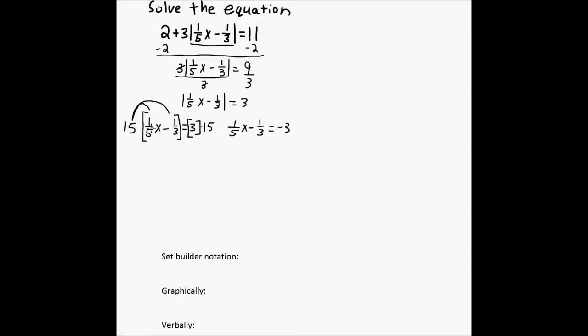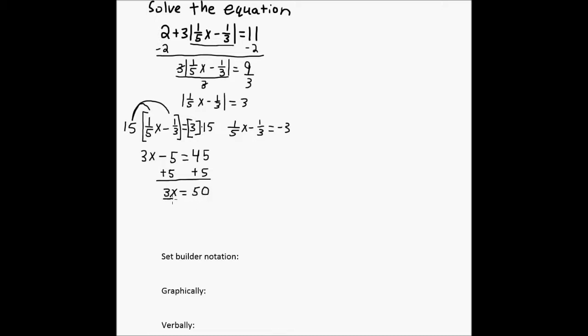15 times 1/5 is the same thing as 15 divided by 5. So this is 3x minus 15 times 1/3, or excuse me, 15 divided by 3. So this is minus 5 equals 3 times 15, which is 45. Okay, this is just a two-step equation, really easy to solve. I add 5 to both sides, and I have 3x equals 50.